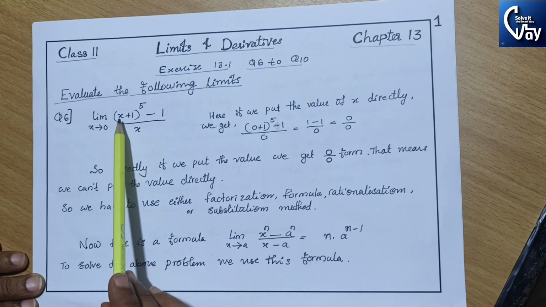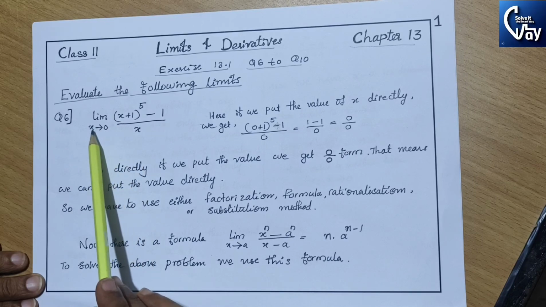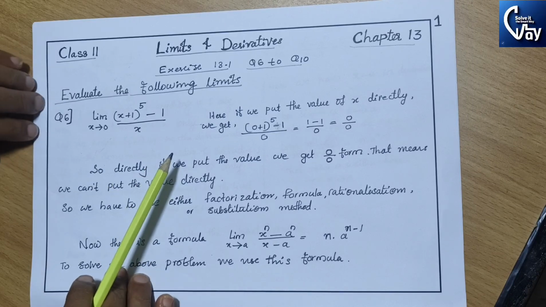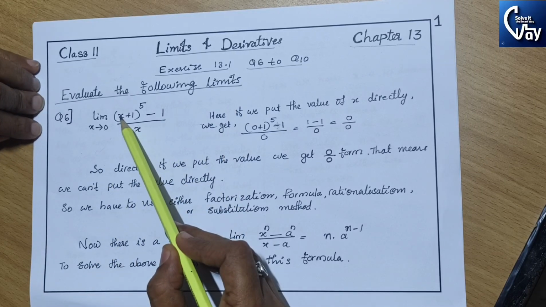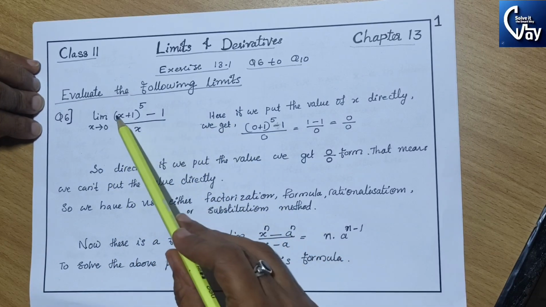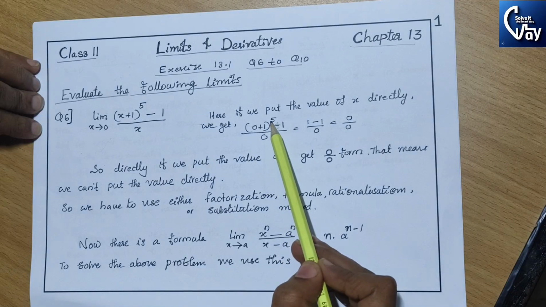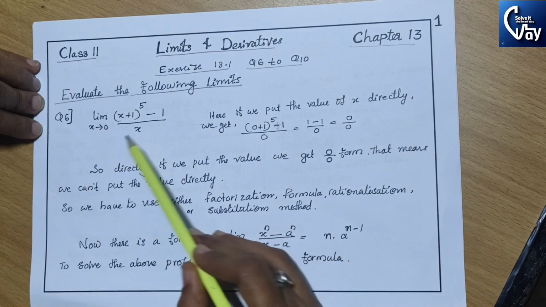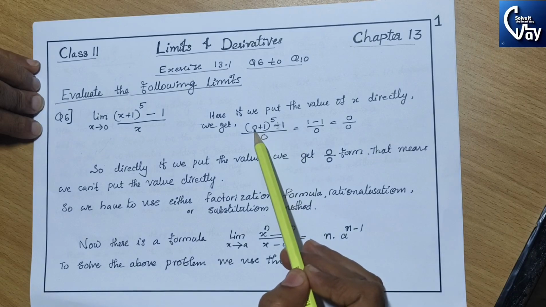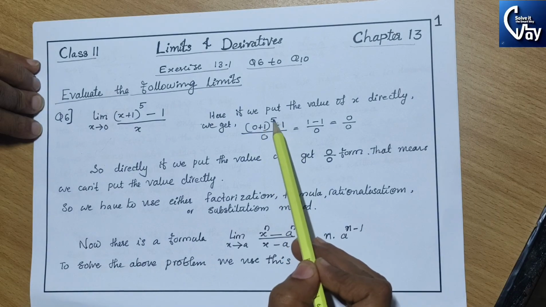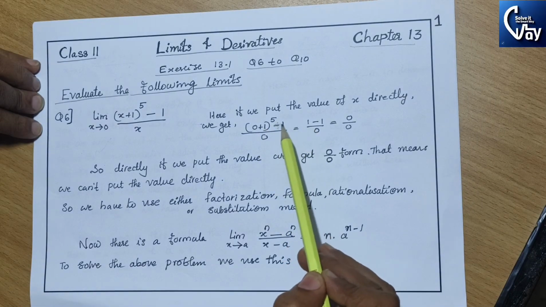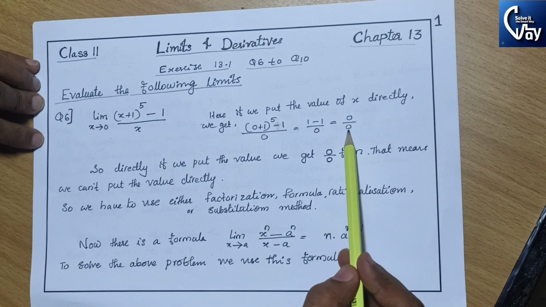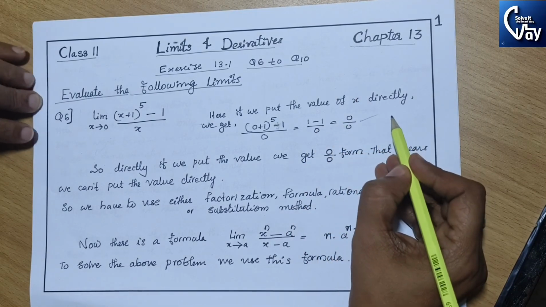Here we put the value of x, that is x equal to 0 directly, then we get: instead of x we put 0, then (x plus 1) becomes (0 plus 1) whole raised to 5 minus 1, divided by x equal to 0. So divided by 0. 0 plus 1 is 1, 1 raised to 5 is 1 itself, minus 1 by 0. 1 minus 1 is 0. So that equals 0 by 0.